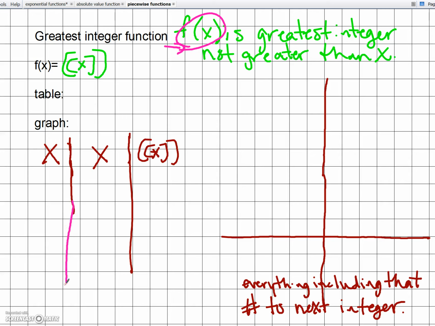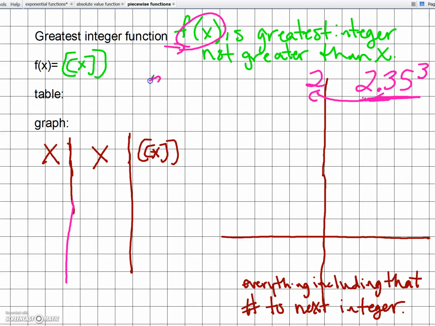Okay, so what it's asking you is the greatest integer that's not greater than x. So what that's saying is if my number is like 2.35, what is the greatest integer that is not greater than this? So it's either 2 or it's 3. Well, which one is less than that? Because it can't be greater than this, so you have to go down, so it would be 2.